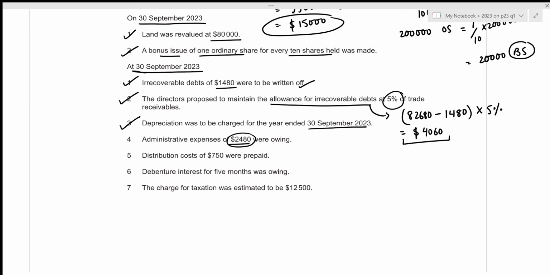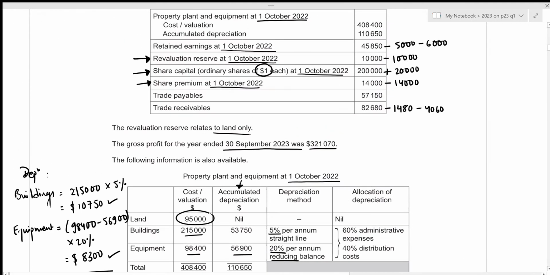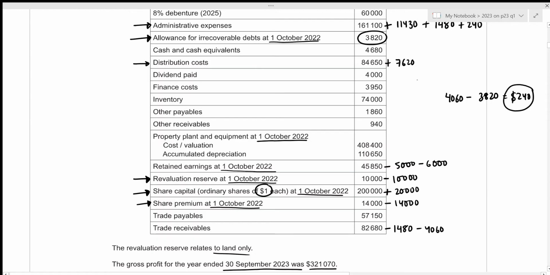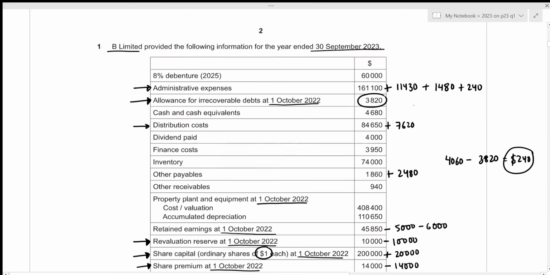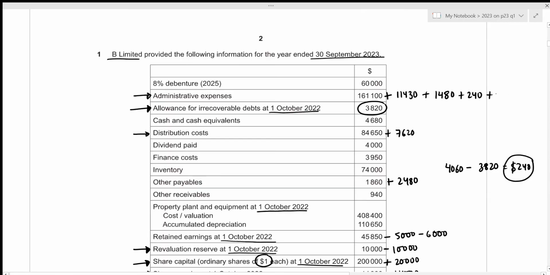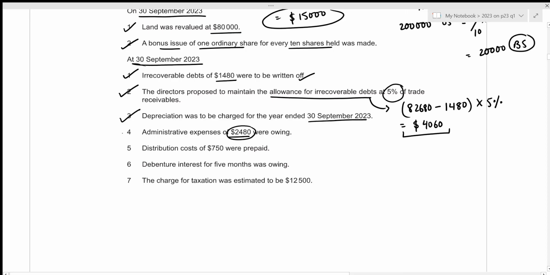Even though this amount has not yet been paid, this is the expenses incurred in the current year, which we need to show as part of our overheads within the statement of profit or loss. Let's write it down. So this will be included in our other payables. That's 2,480. Then we also need to add it to our administrative expenses. Okay, that's all for the fourth one.